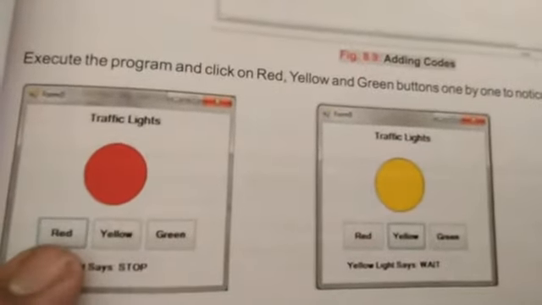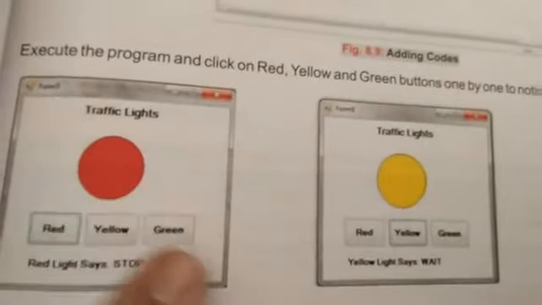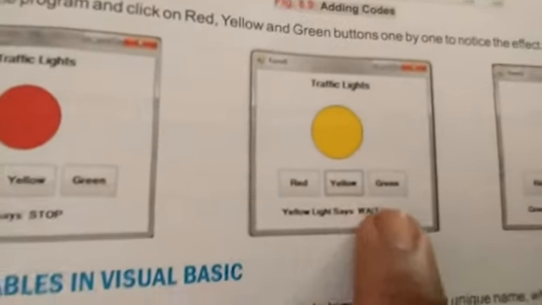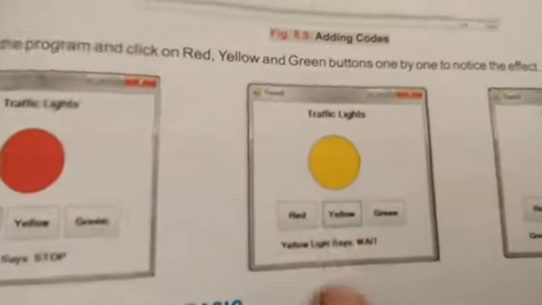You can see that whenever you click on the red, the circle will also show in red color. When you click on the yellow button, the circle will also show in the yellow color. So you can see in the code part, in shape1.fill color red means whenever you click on the button 1 that is red, then two actions will be performed.